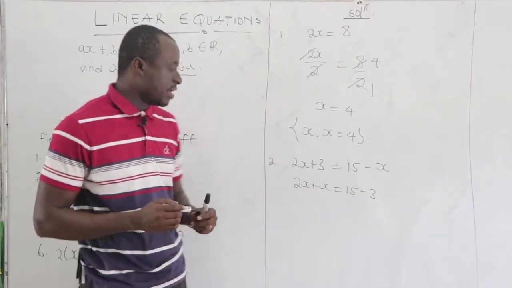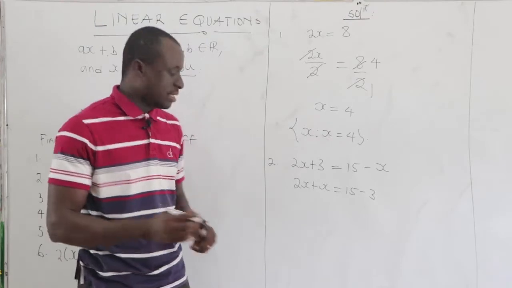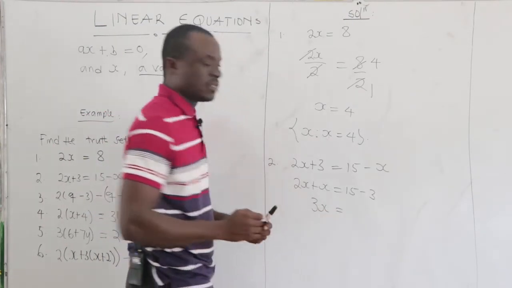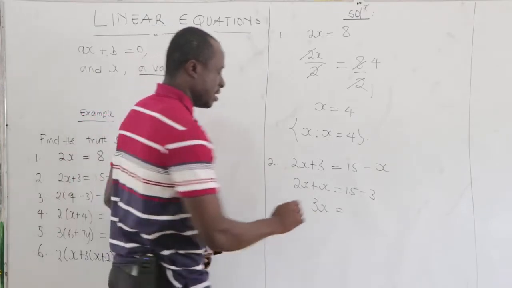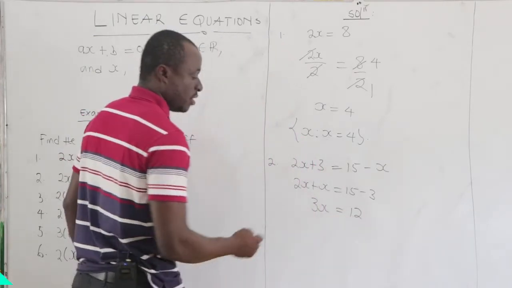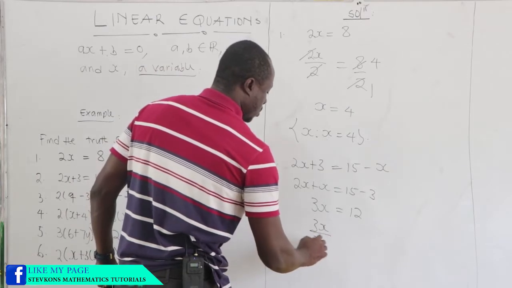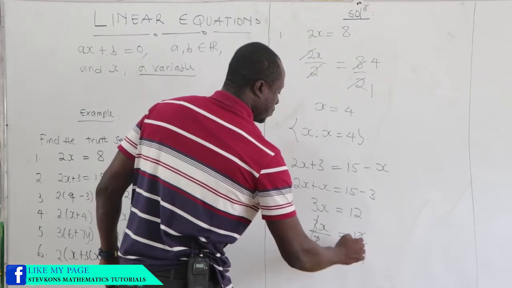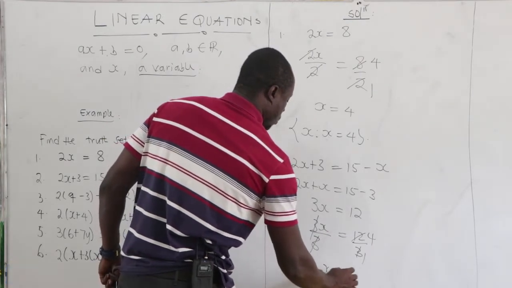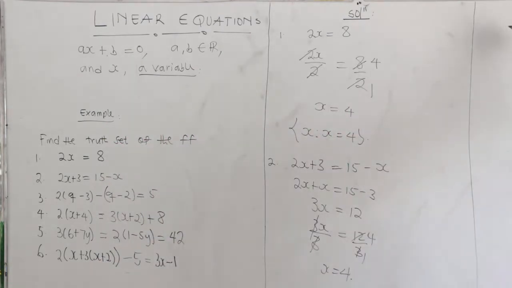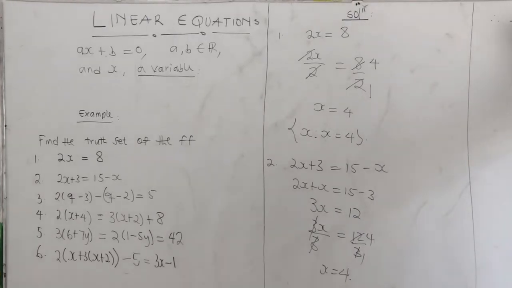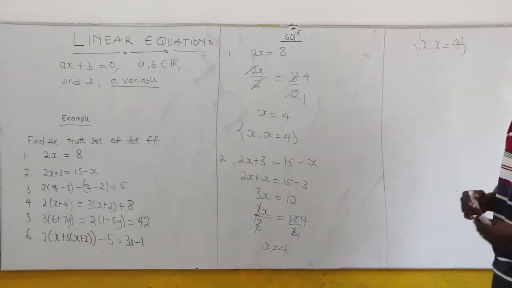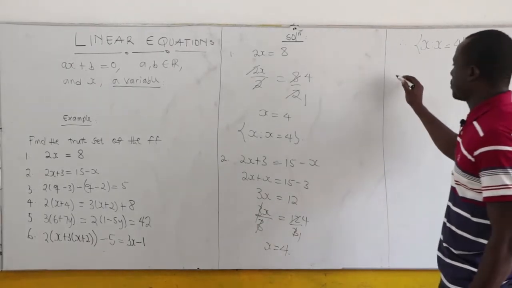First group like terms. Now what is 2x plus x? From our idea of algebra, this is just 3x. Now what is 15 minus 3? This is just 12. We want to find x, so we divide both sides by what is multiplying the x. So we have x to be equal to 4. So we want to find the truth set. Therefore, our truth set is x such that x is equal to 4. Now let's see the third question.